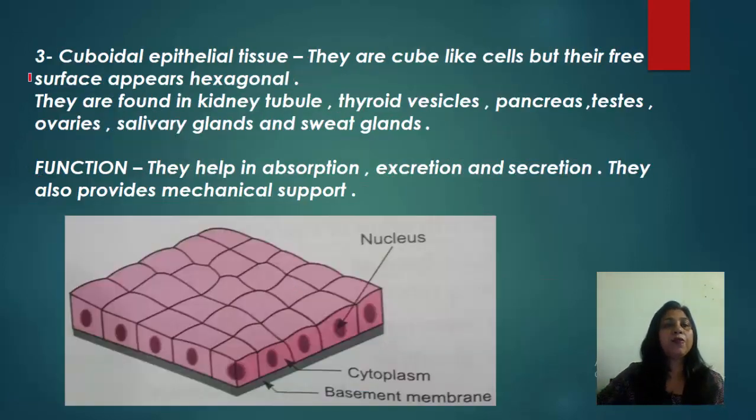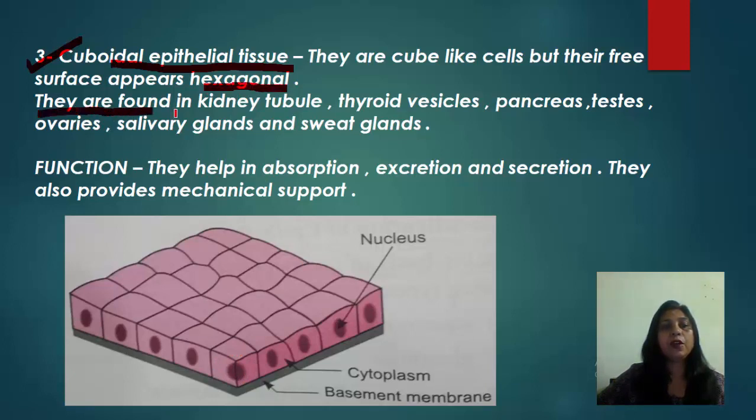Now the next type of epithelial tissue is cuboidal epithelial tissue. As the name suggests, the cells in this are cube-like, but at their free surface they appear hexagonal. As you can see in this, they look cube-like, but the free end looks like a hexagon.